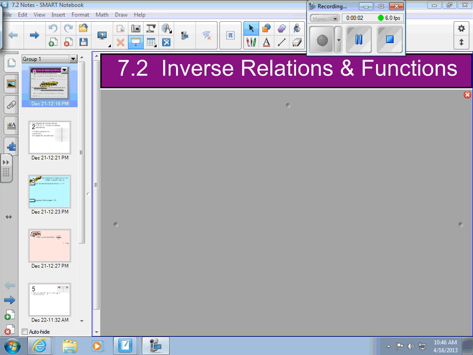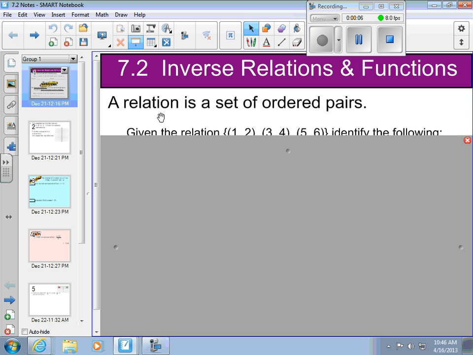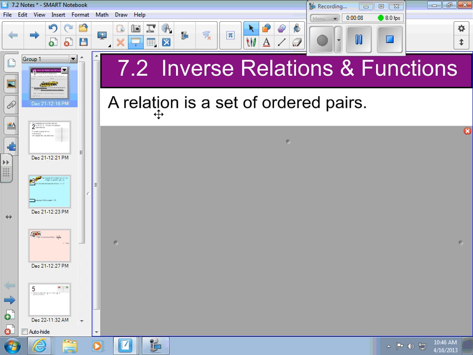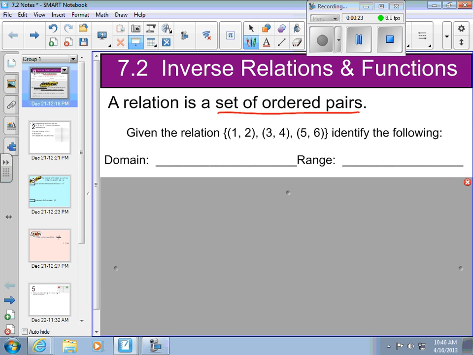Today we're going to look at inverse relations and functions. Recall from chapter 2 that a relation is a set of ordered pairs. So on your note sheet, you can jot that down, that a relation is a set of ordered pairs. We know that in each ordered pair there's always two parts to it. There is an x part and a y part, or an input and an output.